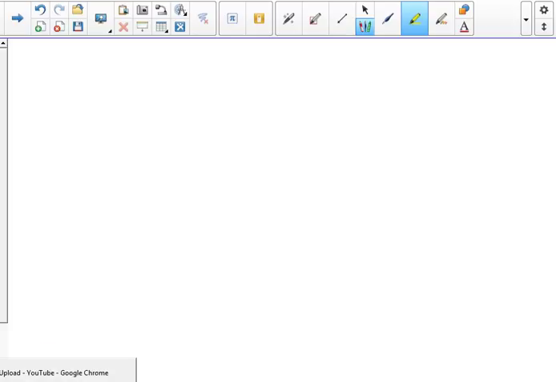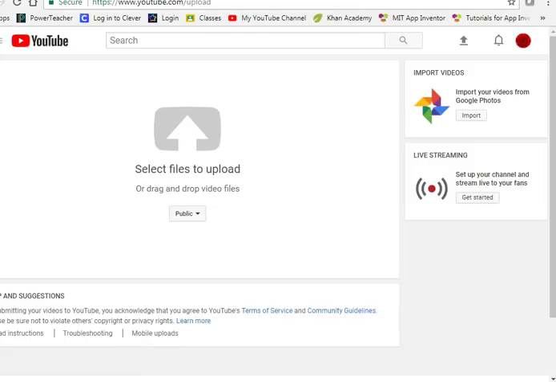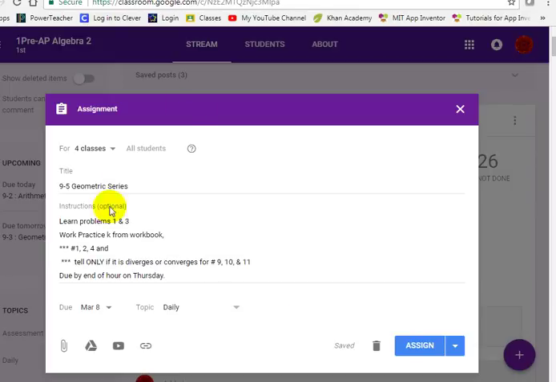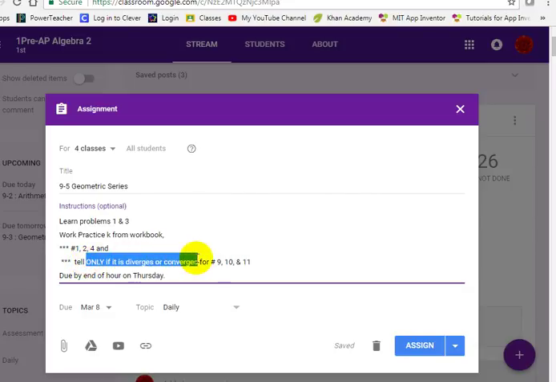I started the Google Classroom, and I'll just show you that real quick. For this lesson, you're going to learn problems 1 and 3, and from your practice K, you're going to work problems 1, 2, and 4 on 9-5. And then for 9, 10, and 11, you're going to tell only if it diverges or converges. So quite an easy assignment today. So we're just going to learn problems 1 and 3. So let's do that now.